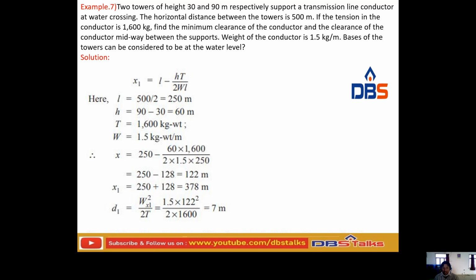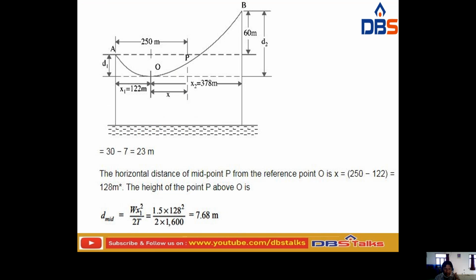Now calculate the D1, omega x1 square by 2t, 1.5 into 122 square divided by 2 into 1600, that is 7 meters. Now for the unequal level, P is the point, right? Now x2 is 378 meters, x1 is 122 meters, and P point is 250 meters. So height is 60 meters. So 30 minus 7, that is 23 meters. Now total 250 minus 122, that is 128. The height of that point P above O is 7.68.